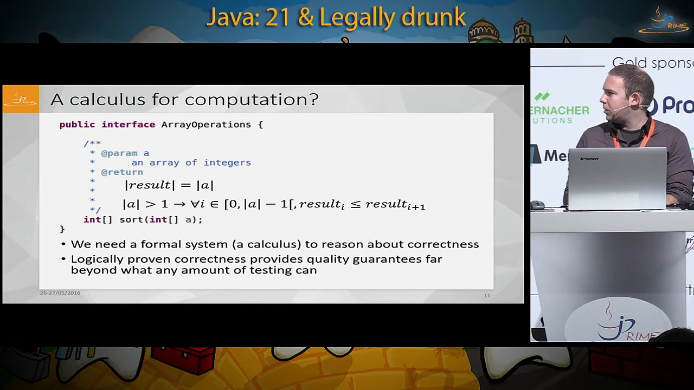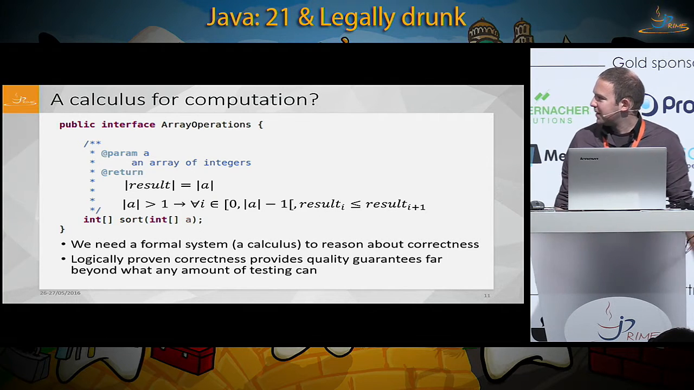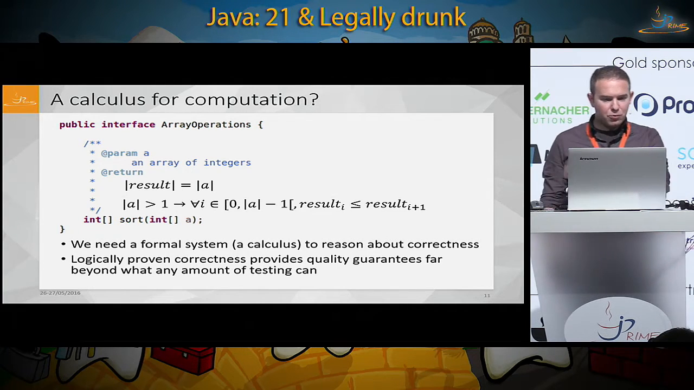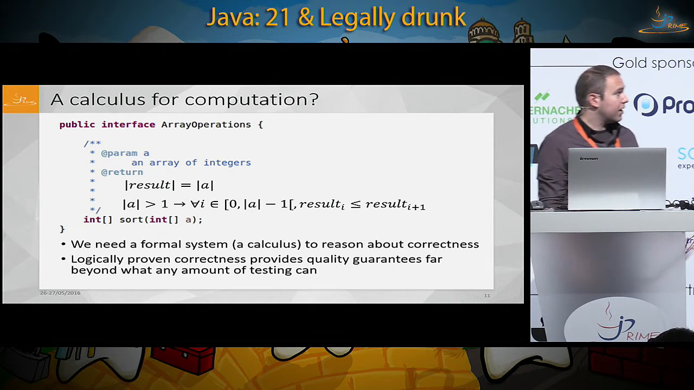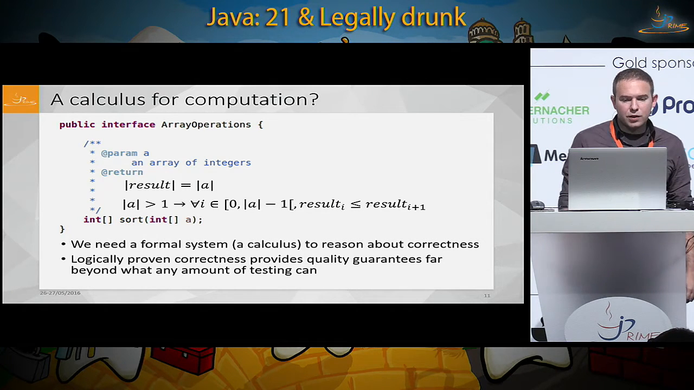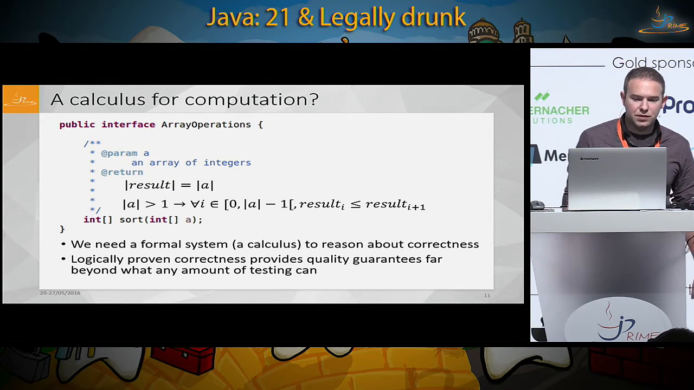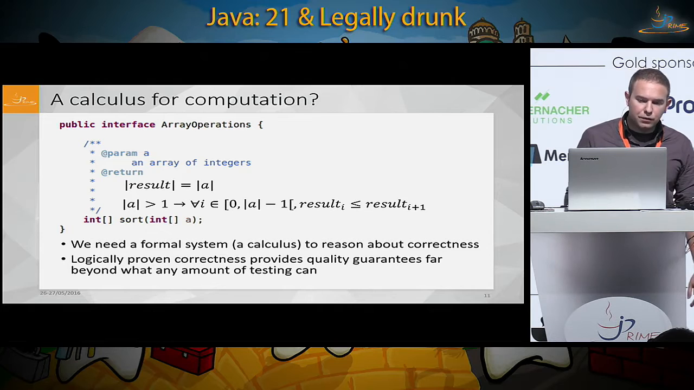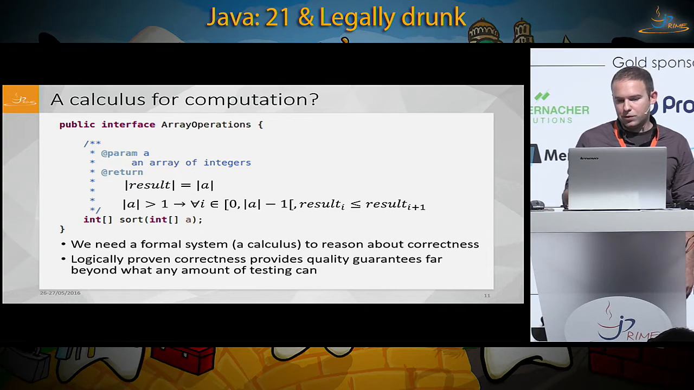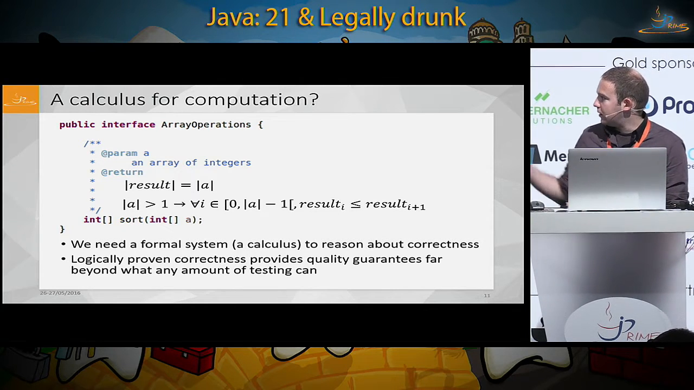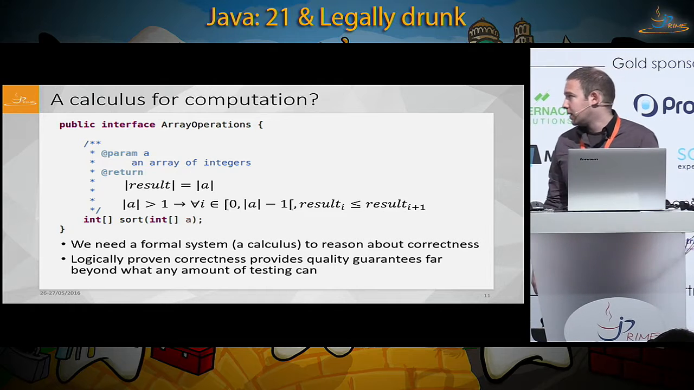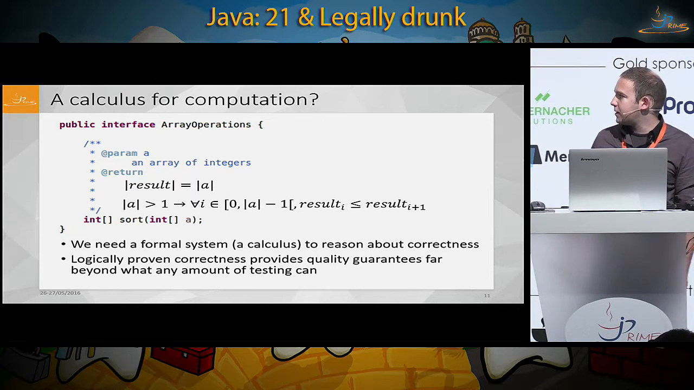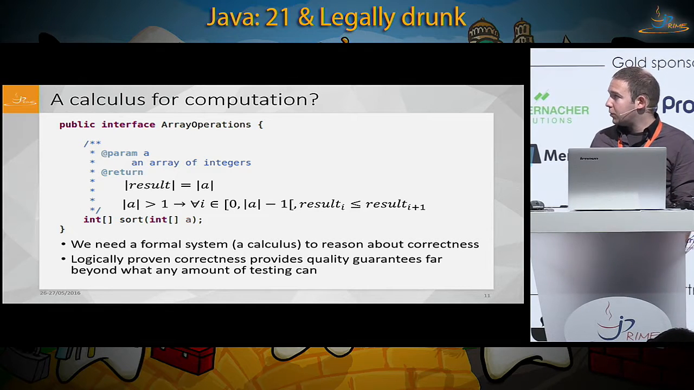So there is some mathematical symbolism here. Basically, this is the same Javadoc, but I wiped the part with the English text. I just left the top one. And I tried to replace it with what we really expect from this implementation. So we expect that the result has the same length as the input array that we have provided. And if the input array has more than one element, each current element in the result should be smaller than the following element, which is already a more precise thing that even a computer could work with.